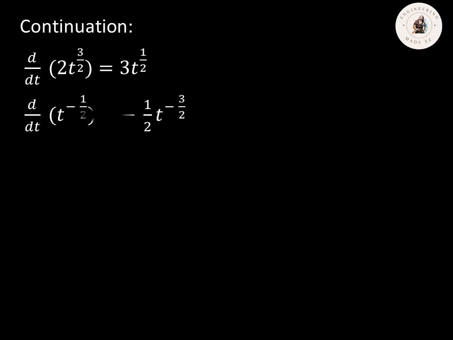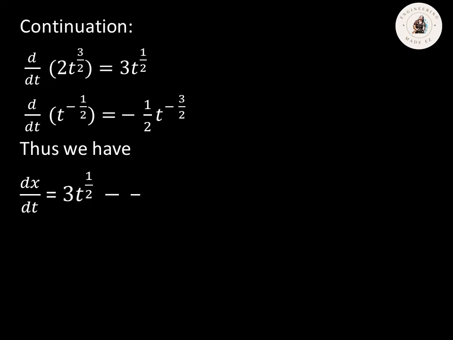So based on our calculation a while ago, the derivative of 2t raised to the power of 3 over 2 with respect to t is equal to 3t raised to 1 half. Then the derivative of t raised to negative 1 half with respect to t is equal to negative 1 half times t raised to the power of negative 3 over 2. Thus, our derivative of x with respect to t is equal to 3t raised to 1 half minus 1 half t raised to negative 3 over 2.